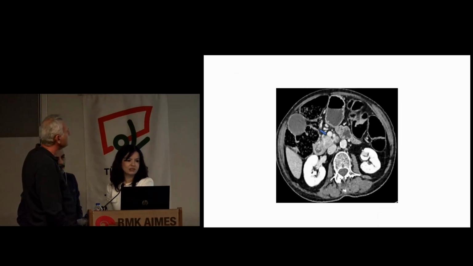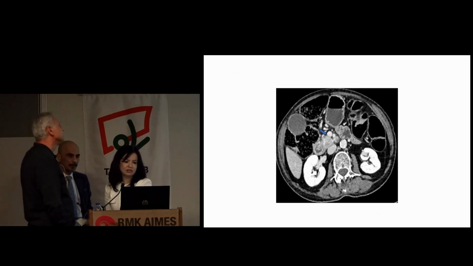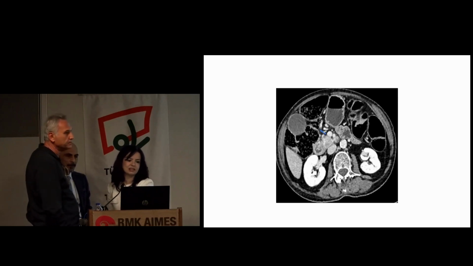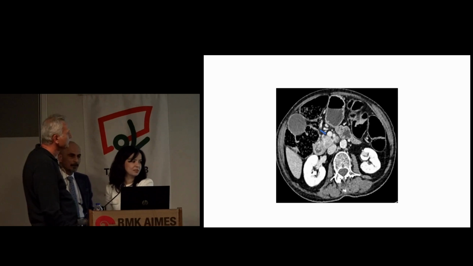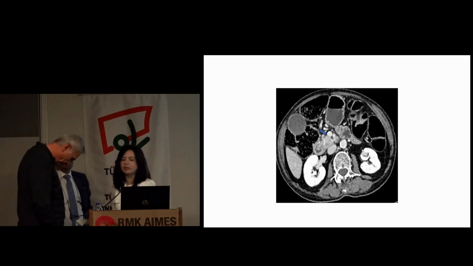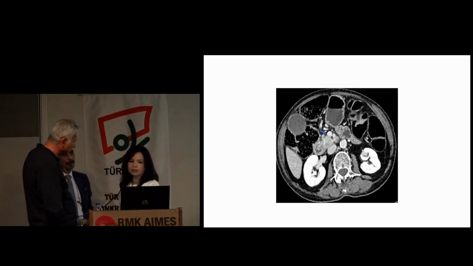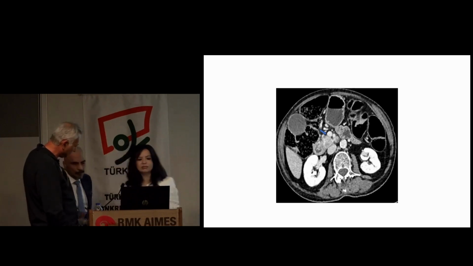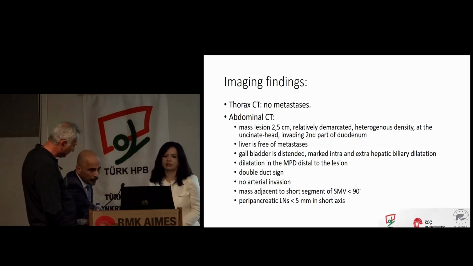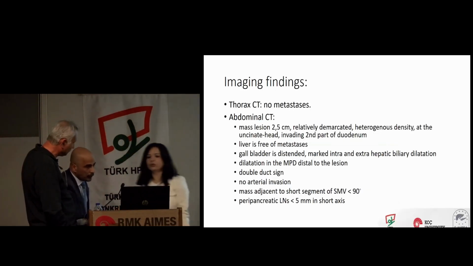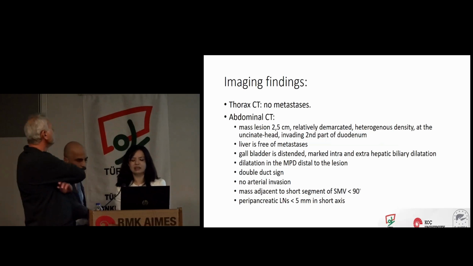There was no arterial invasion. If this is a malignant lesion, we have to stage it. There was contact of less than 90% with the superior mesenteric vein. There were some lymph nodes in the peripancreatic area, less than 1 centimeter. So this looks like a malignant pancreatic lesion. There was no metastasis in the lung.